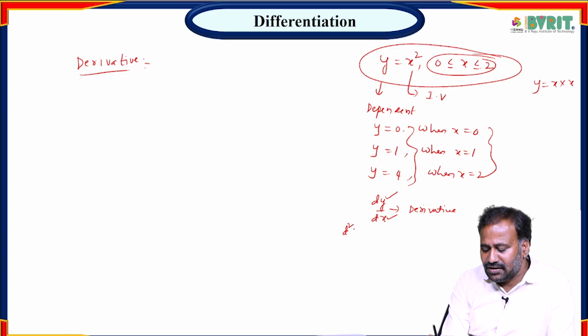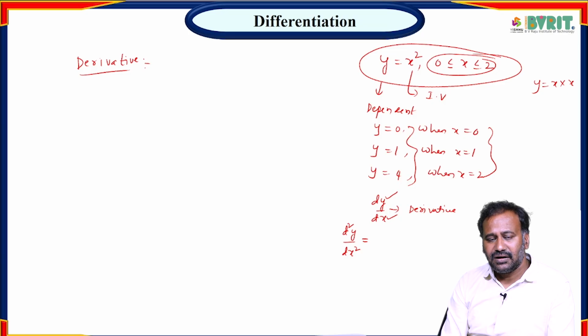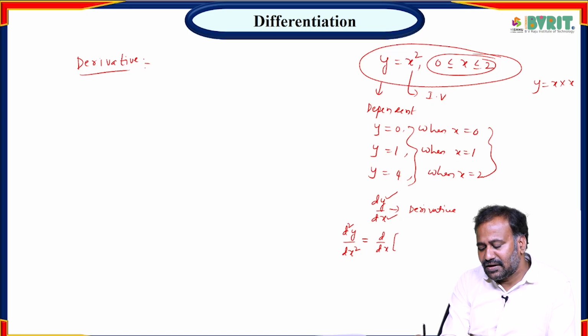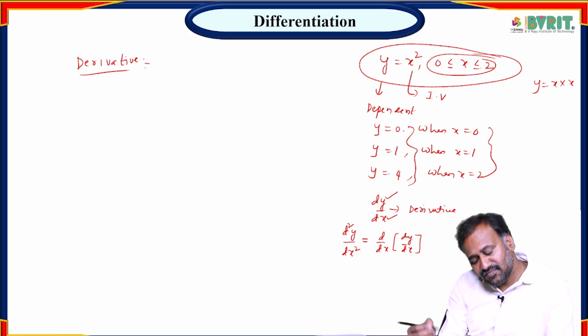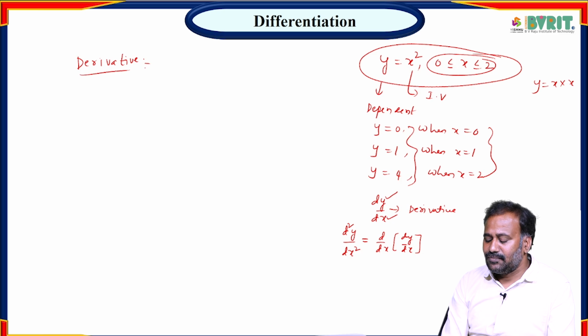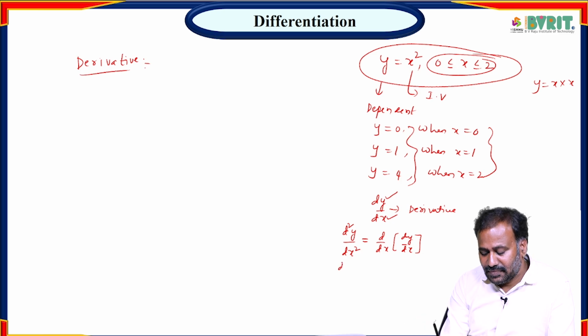Next, to go for the second order derivative, the representation will be d squared y by dx squared, which is nothing but d by dx of dy by dx. That means the derivative of the first order derivative is known as the second order derivative. Similarly, for the third order, d cubed y by dx cubed, I can write it as d by dx of d squared y by dx squared.